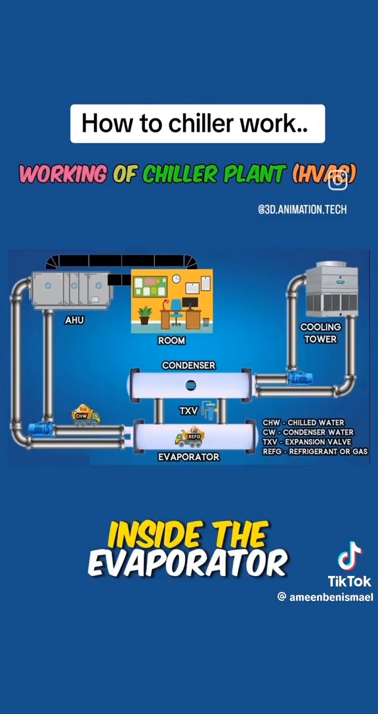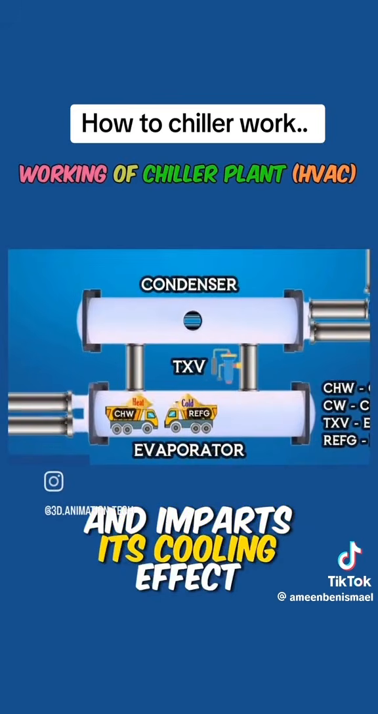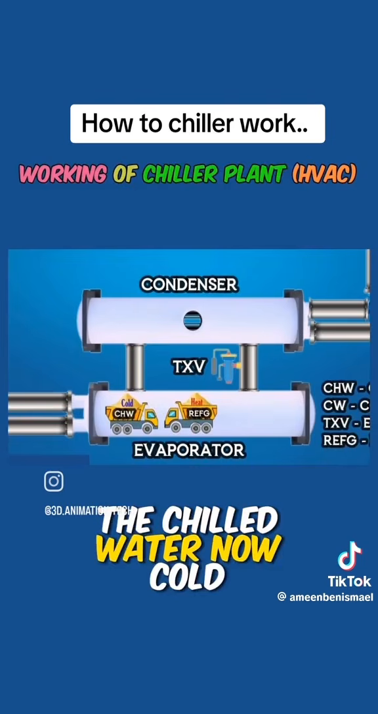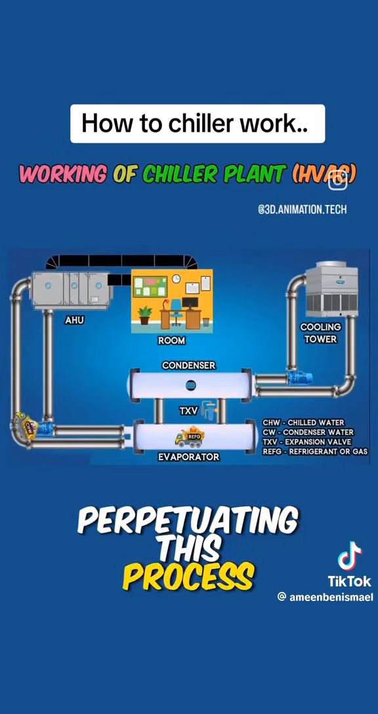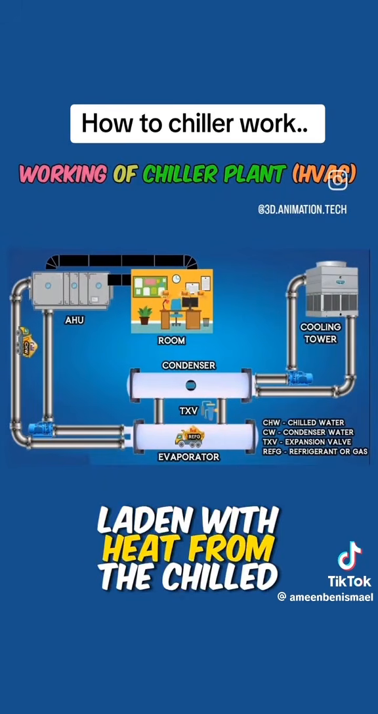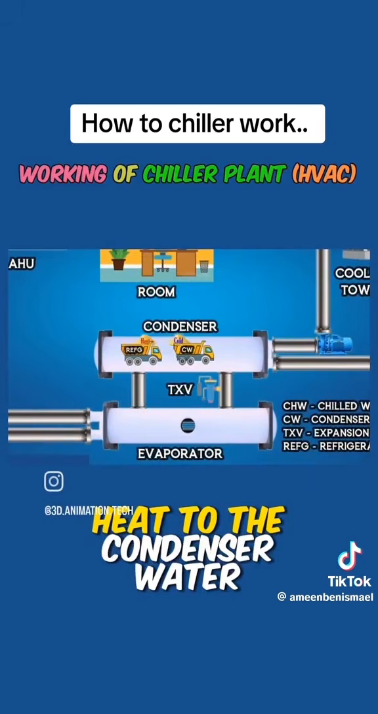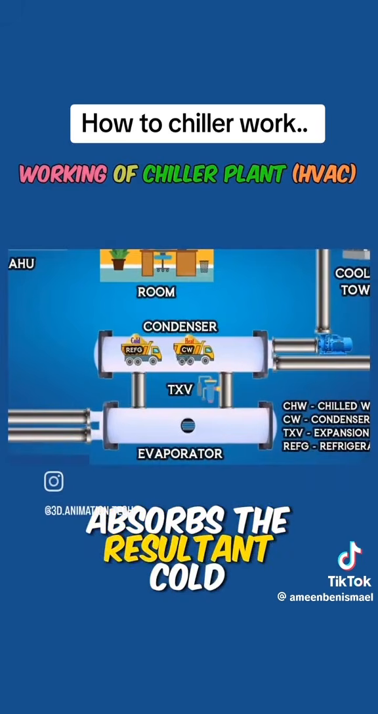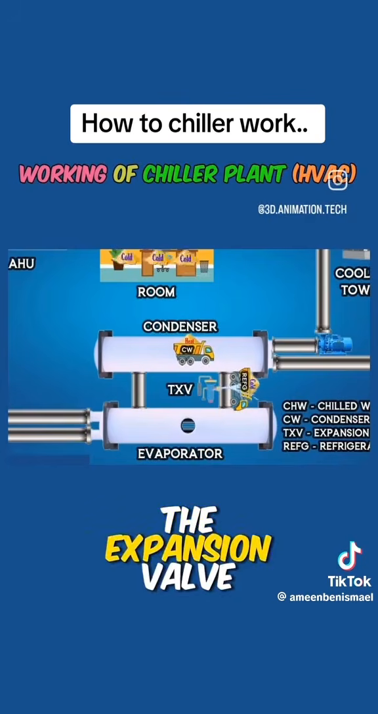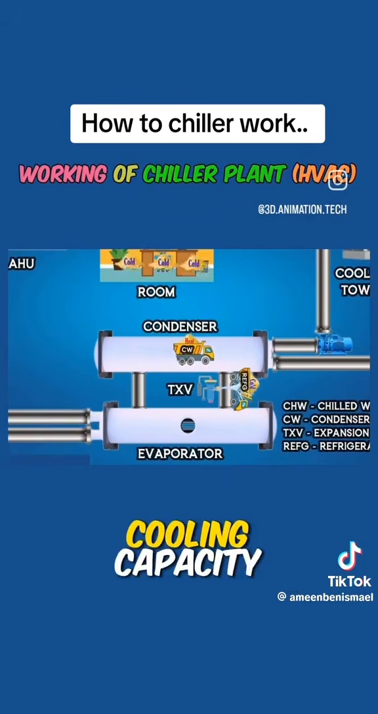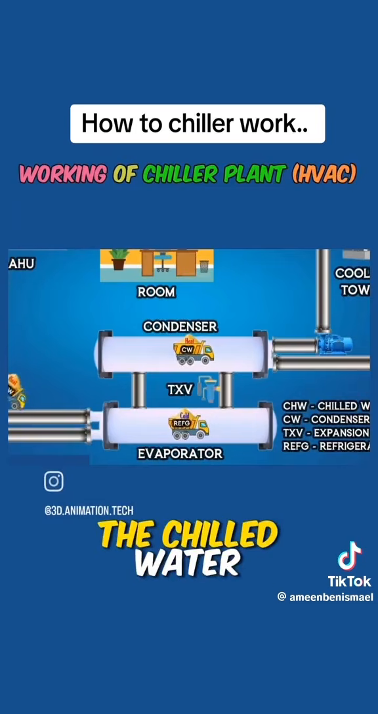return line. Inside the evaporator, the refrigerant absorbs the heat from the chilled water and imparts its cooling effect. The chilled water, now cold, cycles back to the AHU, perpetuating this process. The refrigerant, laden with heat from the chilled water, moves to the condenser. Here, it relinquishes all its heat to the condenser water, absorbs the resultant cold, and returns to the evaporator through the expansion valve. The expansion valve enhances the refrigerant's cooling capacity. The refrigerant, now cooler, imparts this chill to the chilled water.